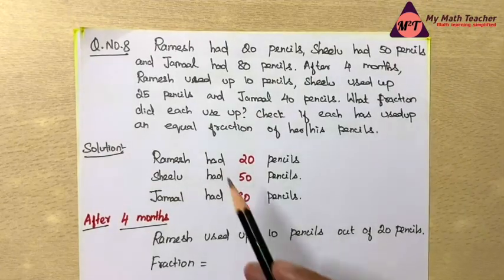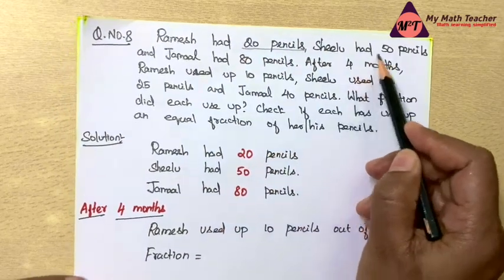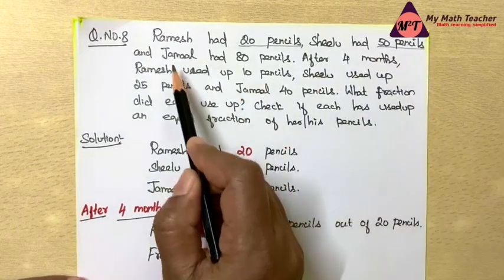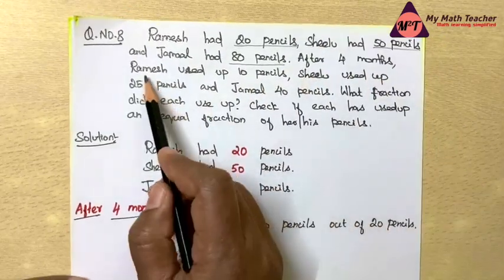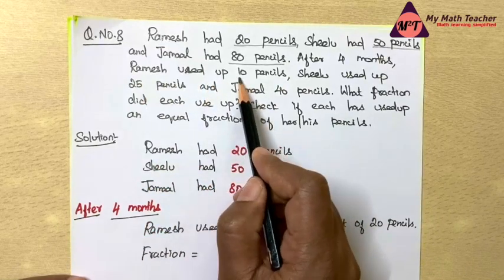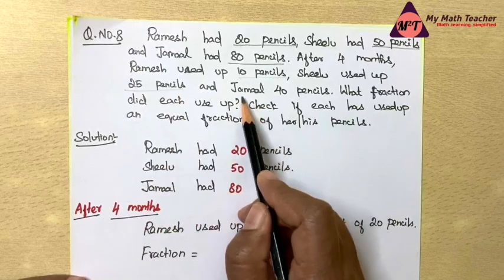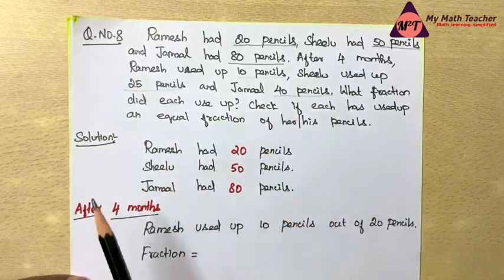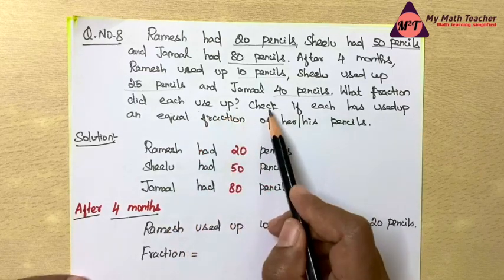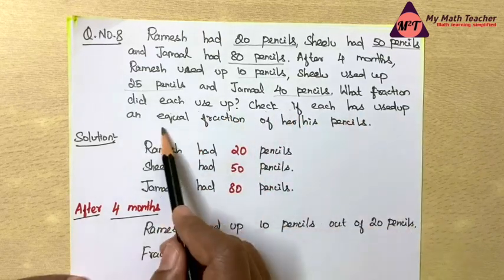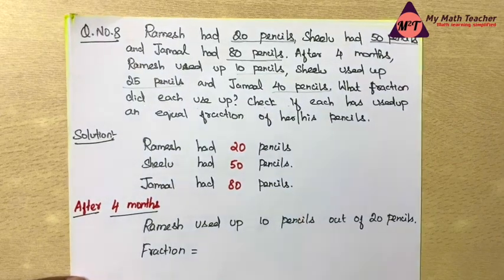Eighth question is, Ramesh had 20 pencils with him. Sheelu had 50 pencils and Jamal had 80 pencils. After 4 months, Ramesh used up 10 pencils, Sheelu used up 25 pencils and Jamal used 40 pencils. What fraction did each of them use up? Check if each has used up an equal fraction of his or her pencils. So this is the question.